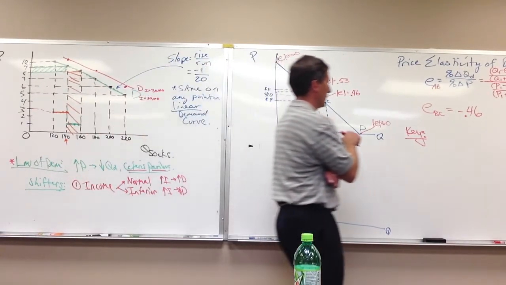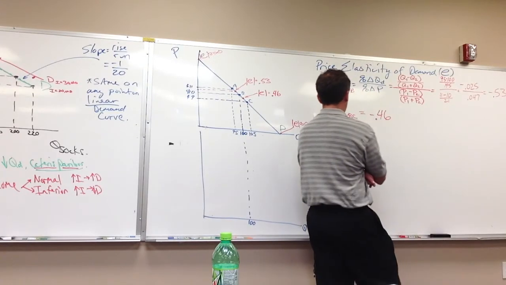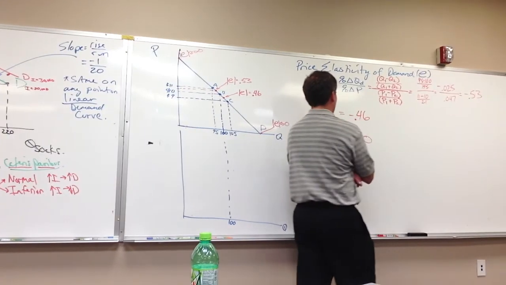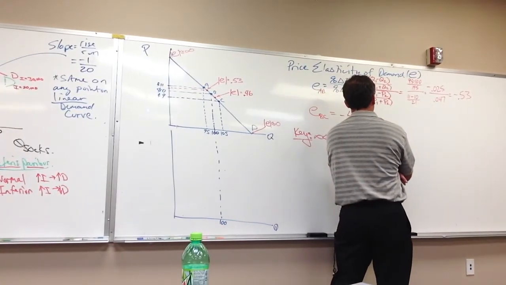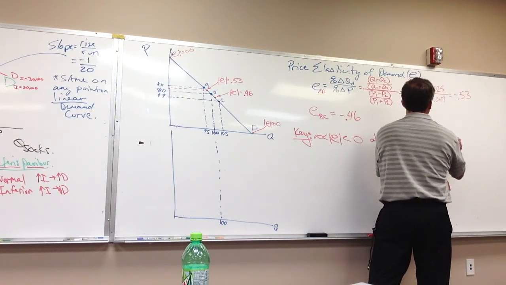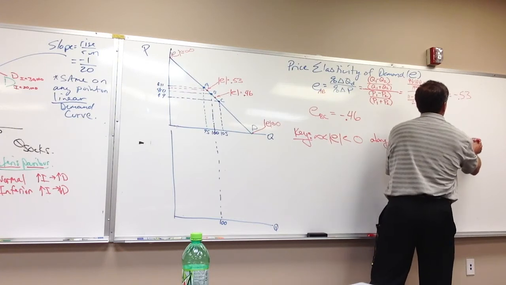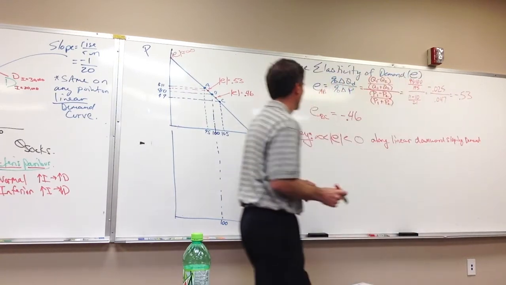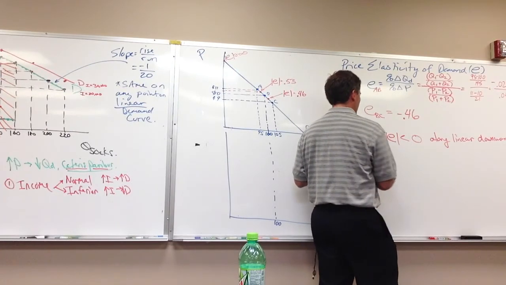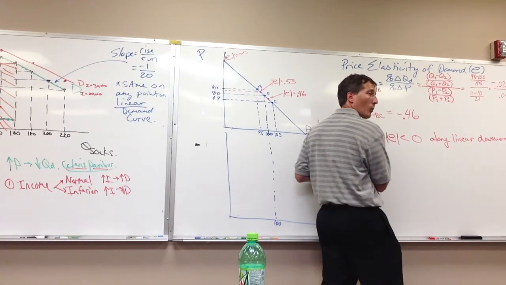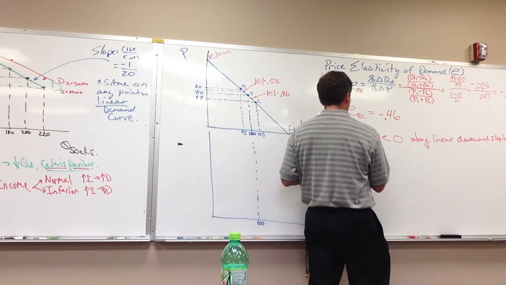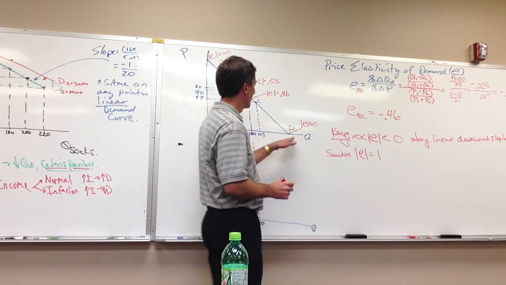So let me put down some key points here. The absolute value of the elasticity ranges between infinity and zero along a linear demand curve. A linear downward sloping demand curve, which is what we deal with a lot. The elasticity of demand, kind of a special anchoring point, turns out to be 1. So somewhere the elasticity of demand equals 1. We're going from 0 to infinity.